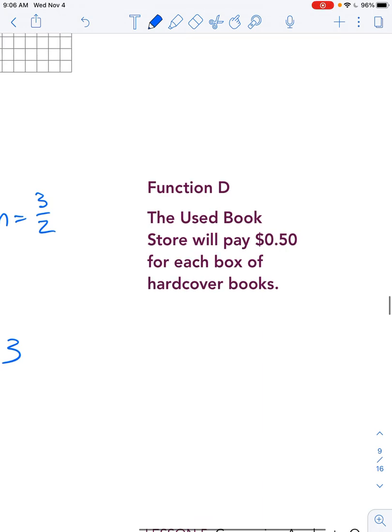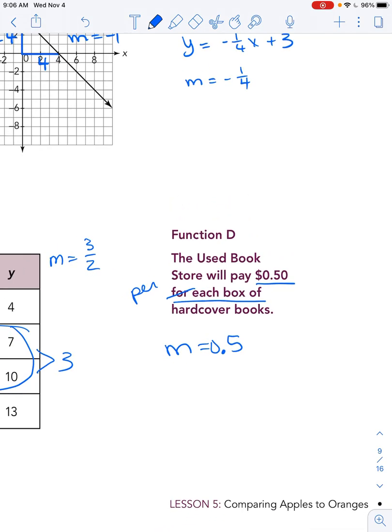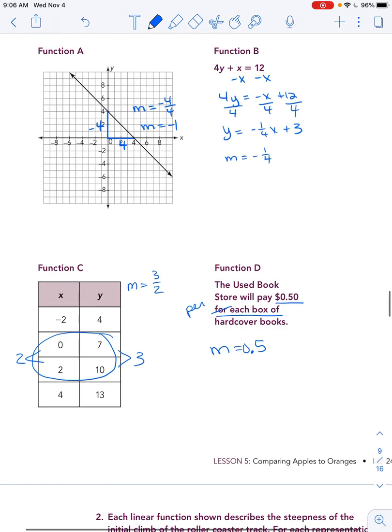Then over here, the used bookstore will pay 50 cents for each box of hardcover. "For" is the same thing as "per." So that means the slope on this is 0.5. So we're going to look at this. Which one is the least? Which one is the greatest?